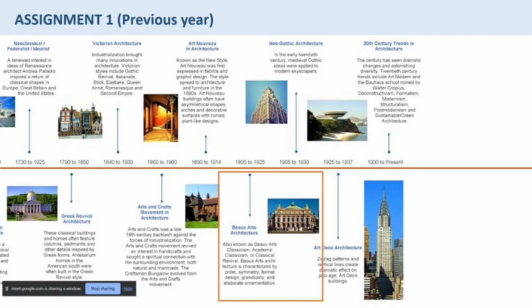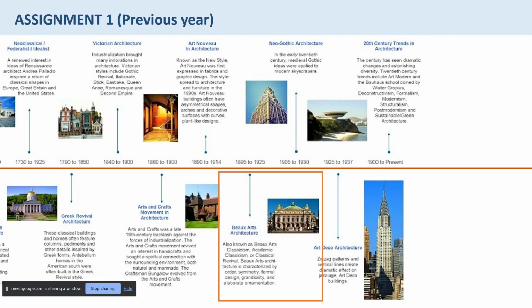Next, we have Beaux Art architecture, also called Beaux Art classicism, and it is basically characterized by order, symmetry, formal design, grandness, and other things. Then we have Neo Gothic architecture. Basically what they started to do in neo-Gothic architecture was to apply Gothic architecture, which we just learned was very ornamental, and had pointed arches and other things, to modern skyscrapers. So that is what neo-Gothic architecture comprised of.